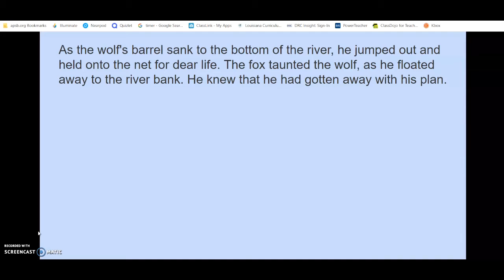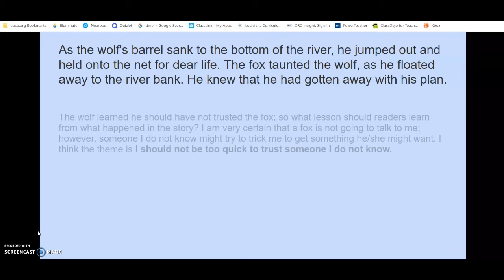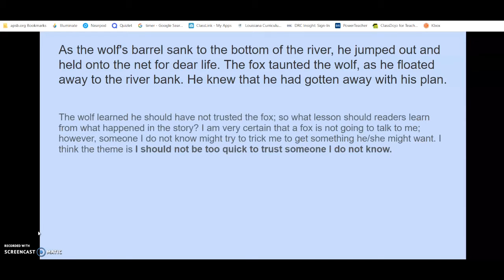As the wolf's barrel sank to the bottom of the river, he jumped out and held onto the net for dear life. The fox taunted the wolf as he floated away to the riverbank. He knew he had gotten away with his plan. The wolf learned he should not have trusted the fox.